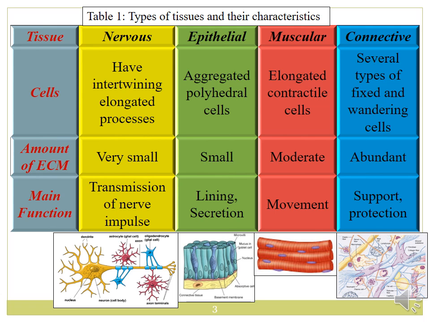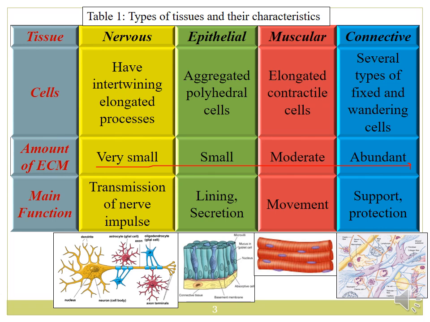Finally, in the connective tissue, we have several types of fixed and wandering cells with abundant extracellular matrix, and the main function is support and protection. These are some of the main features of each of these body tissues. And as you can see, they are arranged according to the amount of the extracellular matrix. So the least is found in the nervous, and the most extracellular matrix is found in the connective.